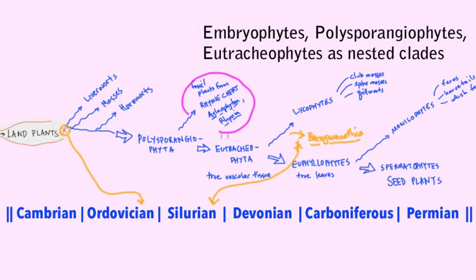The Rhynie chert organisms are from the early Devonian, after Baragwanathia, but none of these plants were Eutracheophytes. The story here is that even though Eutracheophytes had originated in the Silurian, the dominant forms of plant life in the early part of the Devonian, at least in Scotland, were still non-vascular.